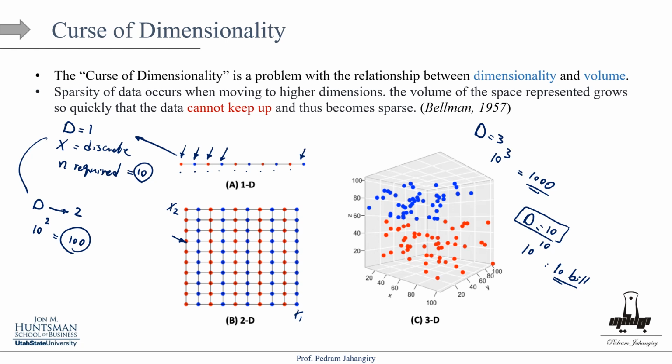So as you can guess, this cannot keep up with the increase in the number of dimensions, right? So we are going to end up with some sparse data, right? A sparsity in the data. Let's say here we have a sparsity in the data, here we have a sparsity in the data, etc., right?